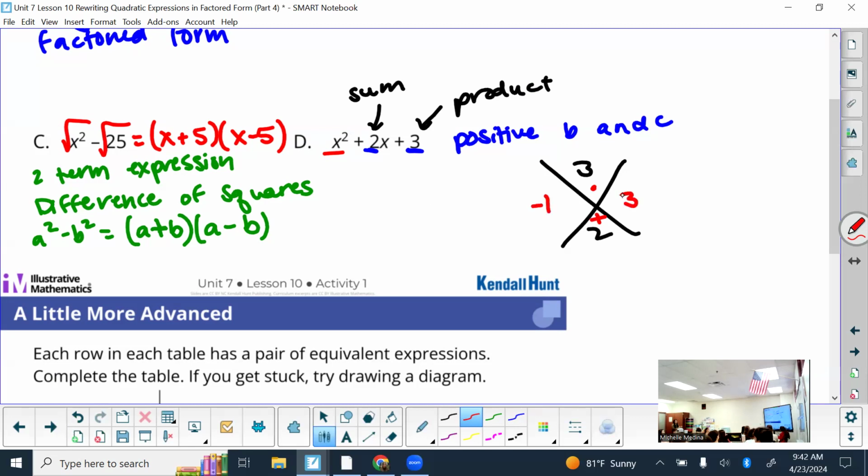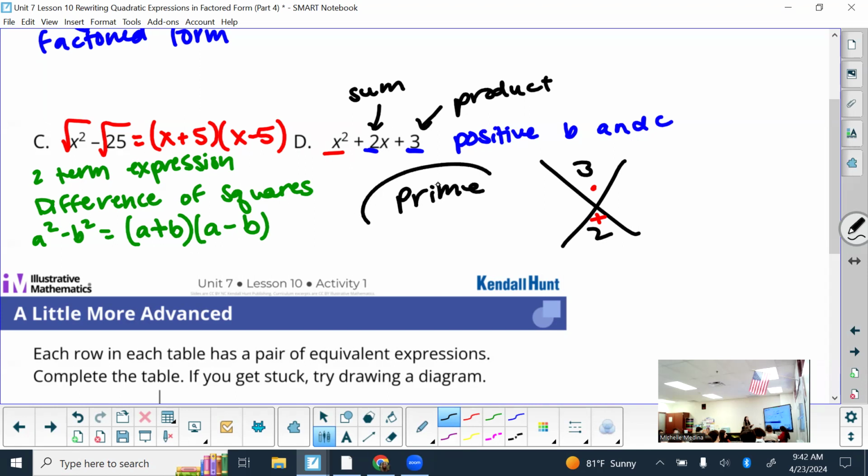Now, does that multiply to a positive 3? So can anyone think of any two numbers that do that? Multiply to 3 but add to 2? So there's no two numbers that make it work. So it's not factorable. What do we call things that aren't factorable? Okay, good. So B also doesn't belong because it's prime.